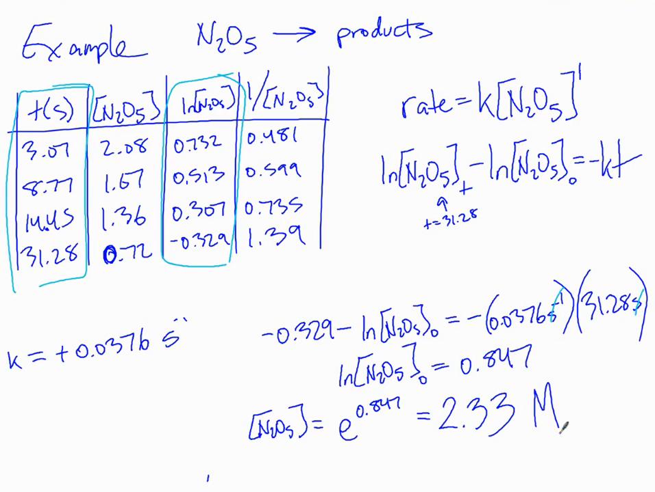It says find the concentration of N2O5 at time equals 10 seconds. Now that you know the initial, you can do this. I think you probably could just plug in the numbers and do it. So I'm not going to put it up here, but let's go ahead and stop it there.